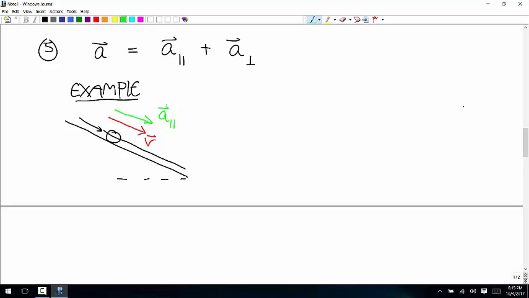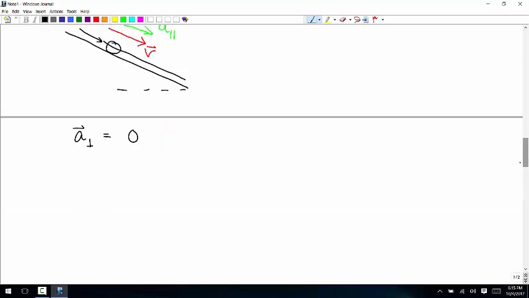Is it turning? No, the thing's rolling over, but it's a particle, so we don't care about its orientation. Its line isn't changing. And so a perpendicular is 0. And so the total acceleration is equal to this plus 0. So it's in this direction.